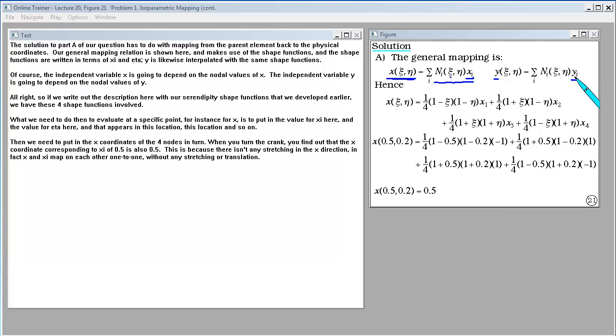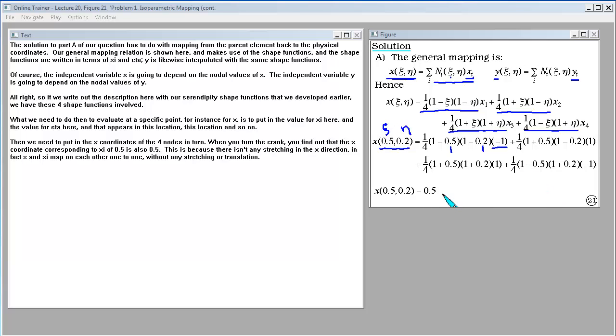Alright, so if we write out the description here with our serendipity shape functions that we developed earlier, we have these 4 shape functions involved. What we need to do then to evaluate at a specific point, for instance for x, is to put in the value for xi here and the value for eta here, and that appears in this location, and so on. Then we need to put in the x coordinates of the 4 nodes in turn.